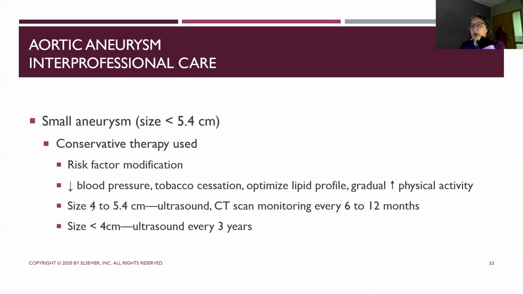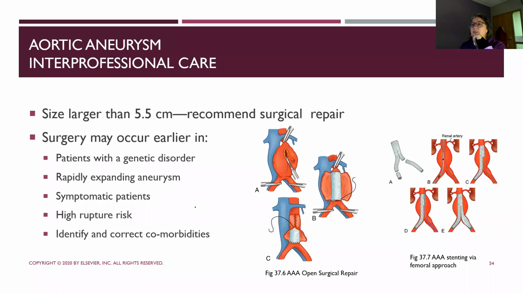If you have somebody who has a 4 to 5.4 centimeter aneurysm, they'll be getting monitored every 6 to 12 months with an ultrasound or a CT scan. If you have it less than 4, then you'll have an ultrasound every 3 years. If you have a bigger one than 5.5, because 5.5 is kind of the cutoff, then we are going to be taking a look at doing surgical repair.